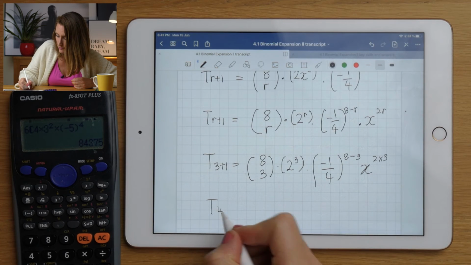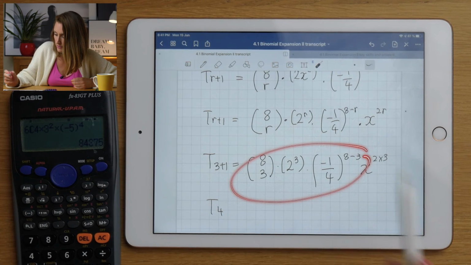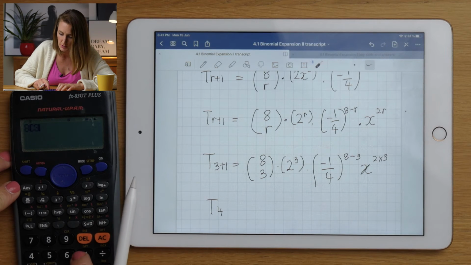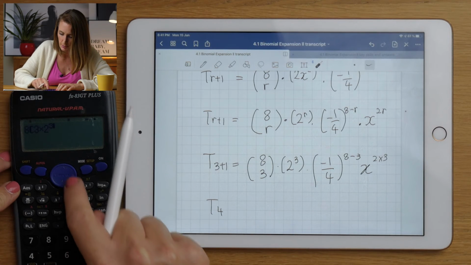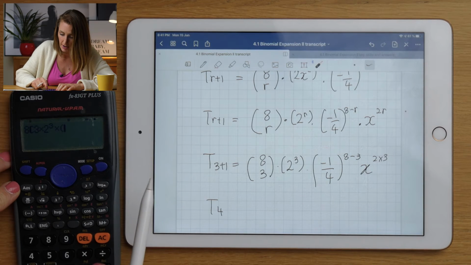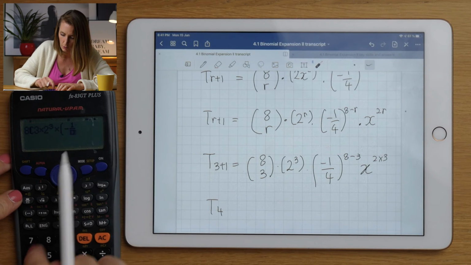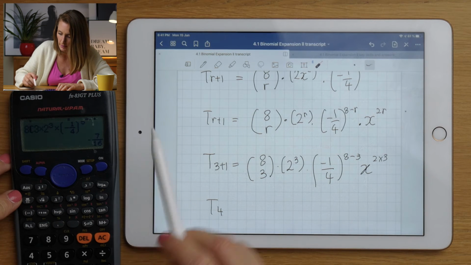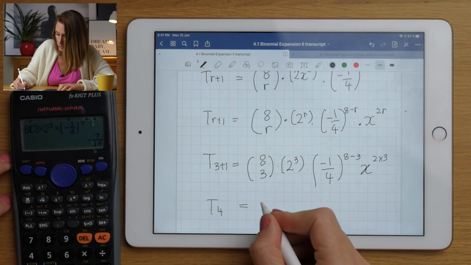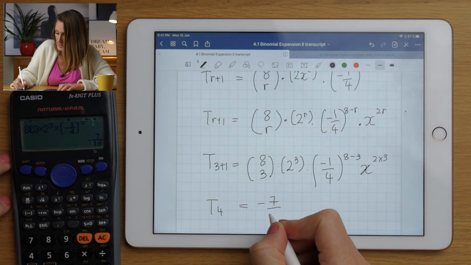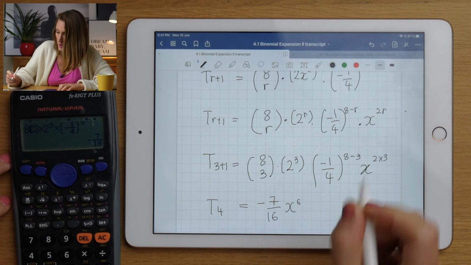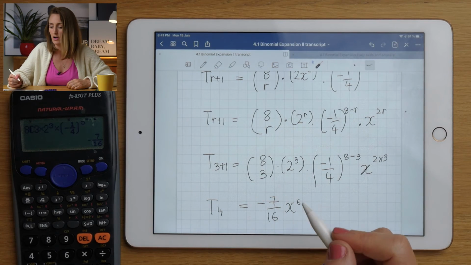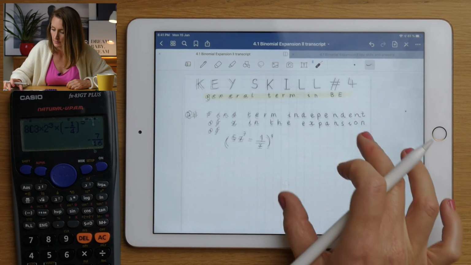So we know that it must be the fourth term. I'm going to plug all of this in the calculator in one go to try and save some time. So 8 choose 3 times 2 to the power 3 times bracket minus a quarter, to the power 8 minus 3, which is 5. Plug that all in, and I get the answer. The fourth term would have been minus 7 over 16 x to the power 6. So my coefficient would be minus 7 over 16.